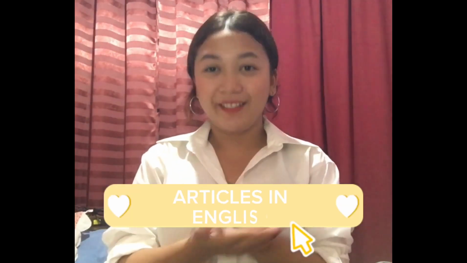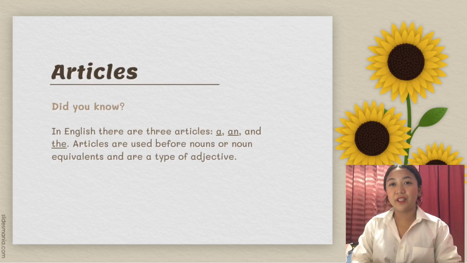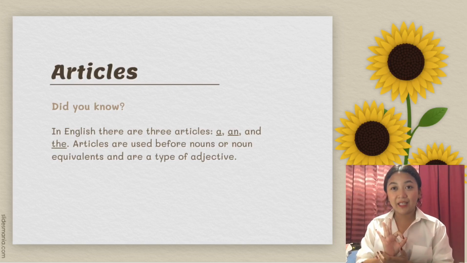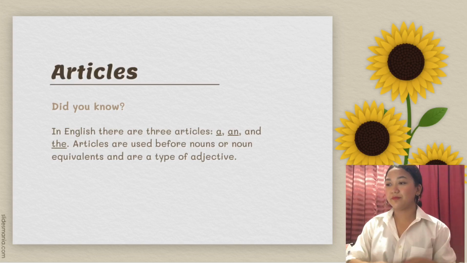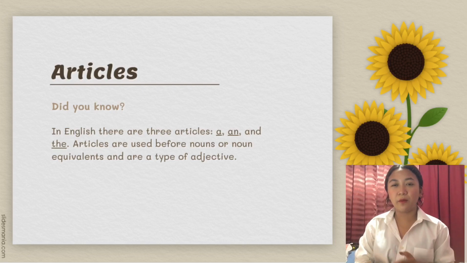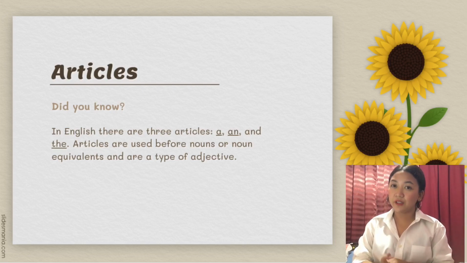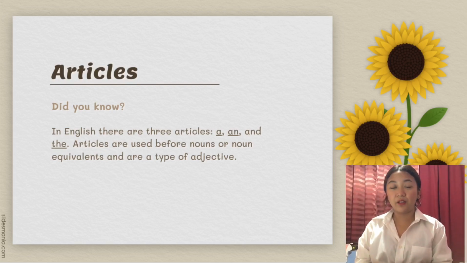So today we'll be talking about a topic under the English subject, which is the articles in English. Under the topic of articles, did you know that there are three articles, which are a, an, and the. Articles are usually used before a noun, a counting noun, or a noun specifically. Articles are used before a noun and sometimes are equivalent to adjectives.